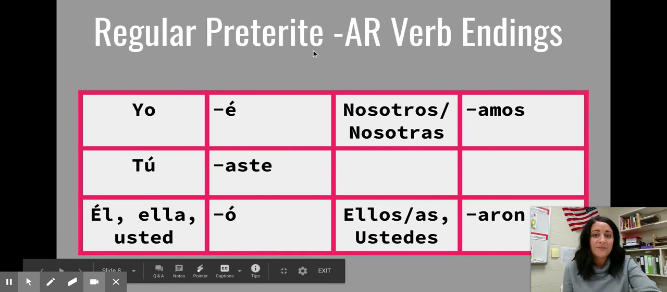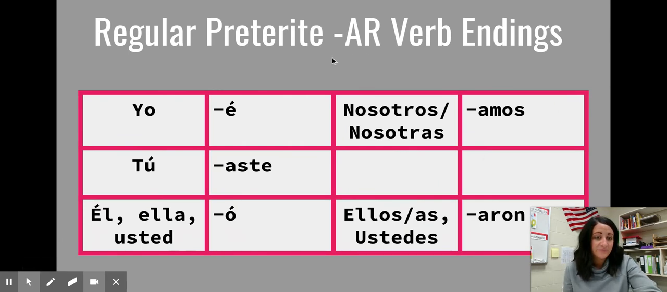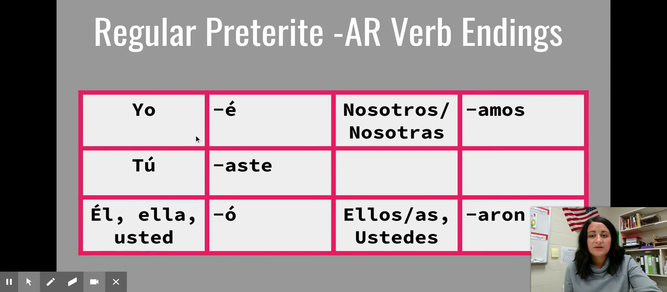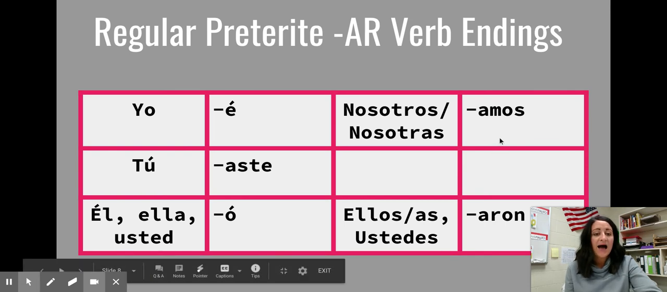Specifically, we are talking about the AR verb endings. So this is your chart when we are talking about AR preterite tense. For the yo, your ending is é with an accent. For tú, aste. Él, ella, usted, ó. Nosotros, amos, and ellos, ustedes, aron.